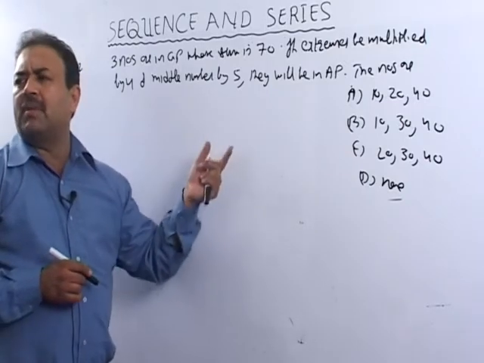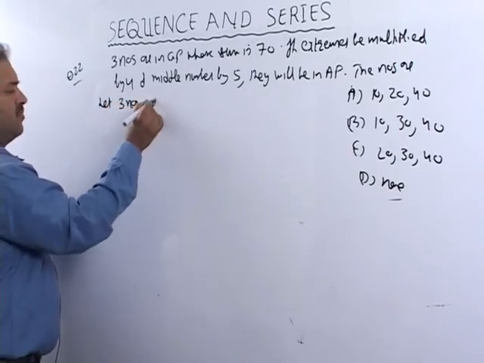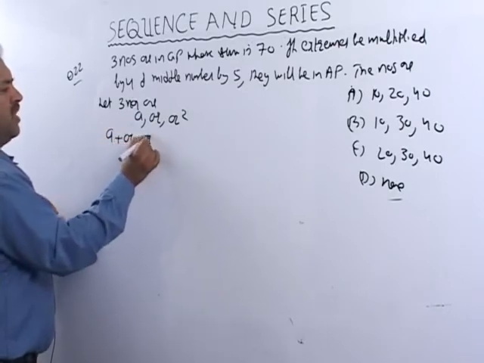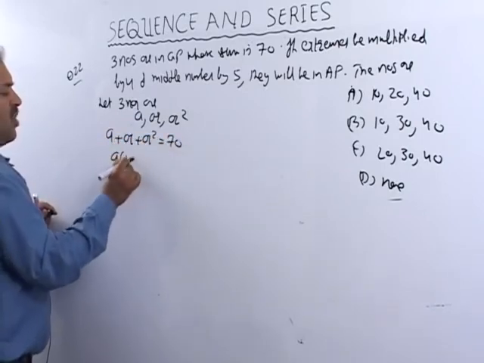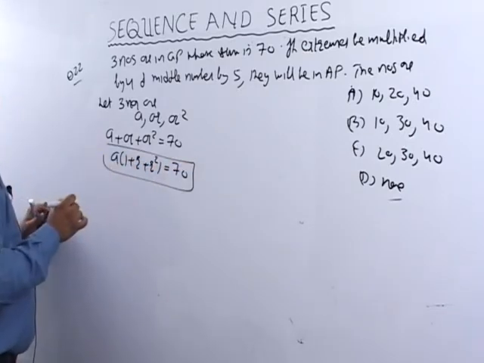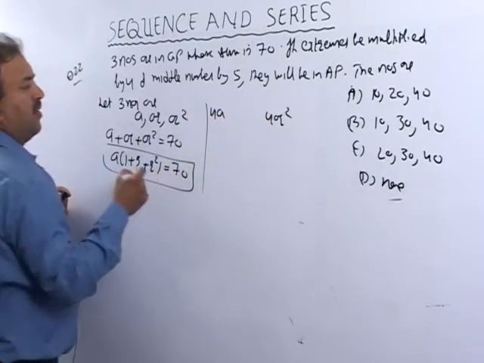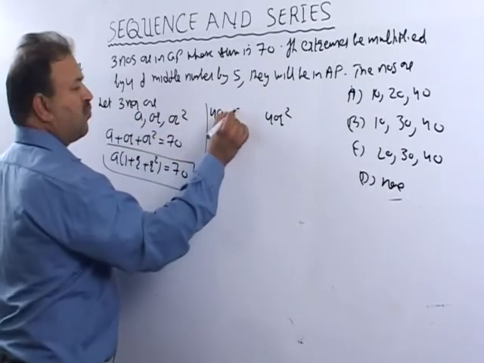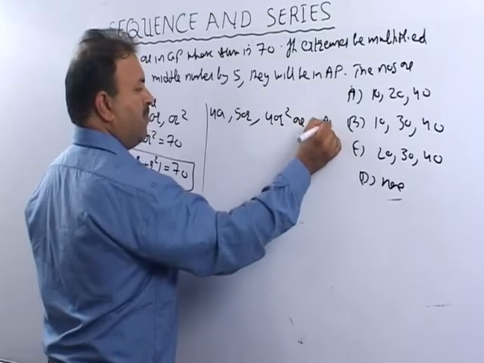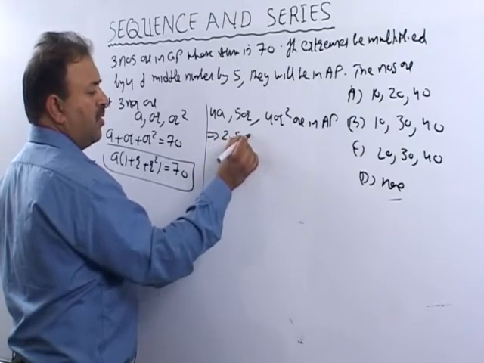So which numbers will we take? We will take the numbers as A, AR, AR square. Let the three numbers be A, AR, AR square. Now A plus AR plus AR square is equal to 70, so A times (1 plus R plus R square) is equal to 70. If the extremes are multiplied by 4, that means 4A and 4AR square, and the middle term by 5, it is 5AR. The numbers will be in AP.